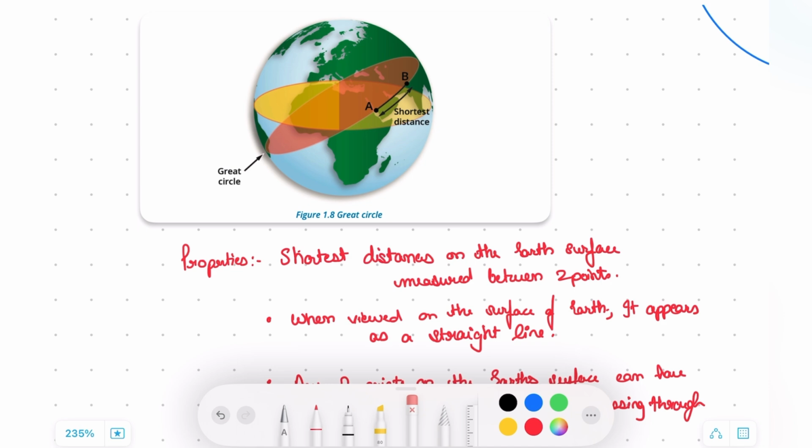Something very important to realize is that when we draw a great circle on the earth, it appears to be a straight line. Now, if we were to draw the same great circle flattened out on a map, the great circle would appear to be a curved line. This is just a fact. We'll be discussing this in a little more detail after this.